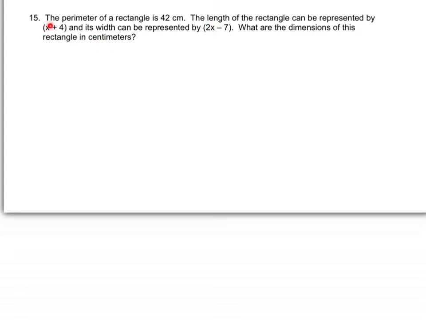So first thing I want to do is draw a picture. Okay. And I'm going to label my sides. It tells me that the length is x plus 4. And the width is 2x minus 7.